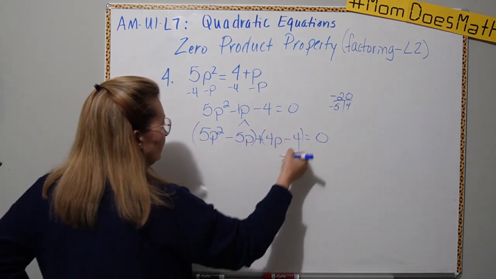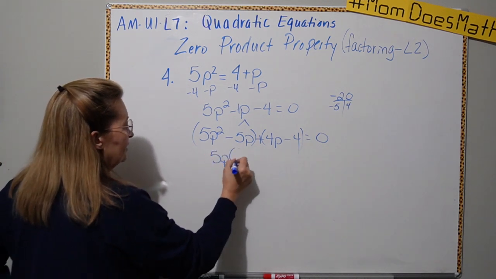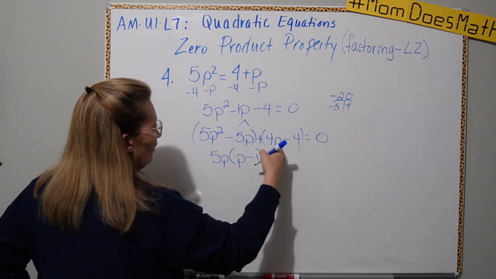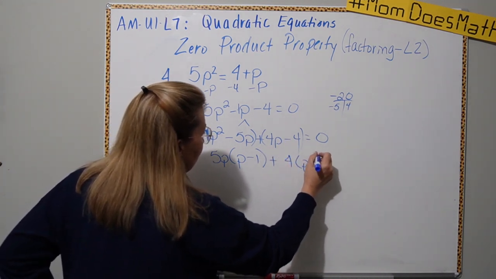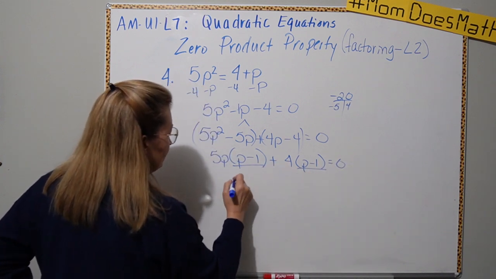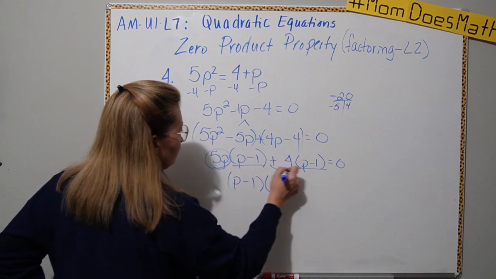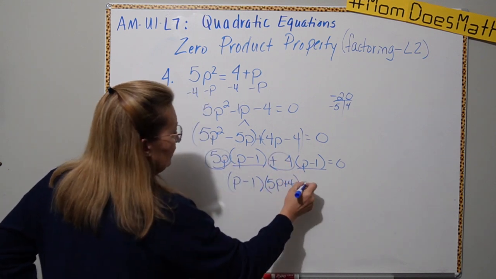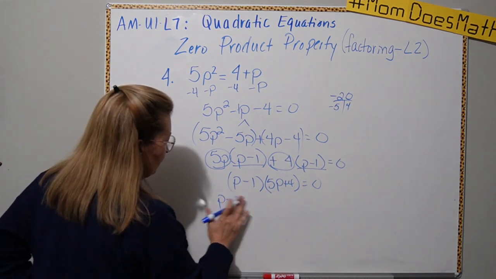I will factor by grouping. The greatest common factor here is 5p, so that's going to leave me p minus 1. My greatest common factor here is 4, so that's going to leave me p minus 1. All right, the p minus 1 becomes my greatest common factor here, and I'm going to be left with 5p plus 4. So now I take each factor and set it equal to 0.